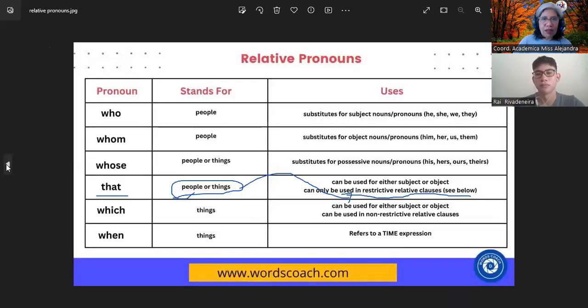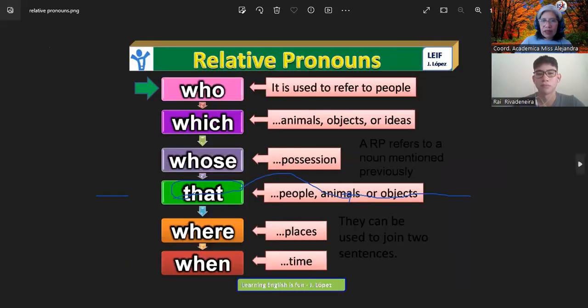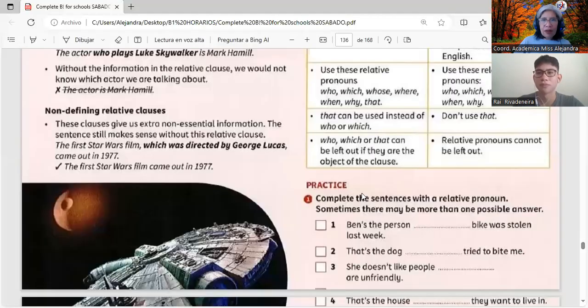This is reported speech. So up to now, do you have any question about how to use who, whom, whose? Whom is not used anymore. Whose, that, which, and when? How to use them, when to use them? Who for people, which for animals, whose for possession, that only in restrictive, where for places, and when for time. No problem up to this moment? No problem. Okay.